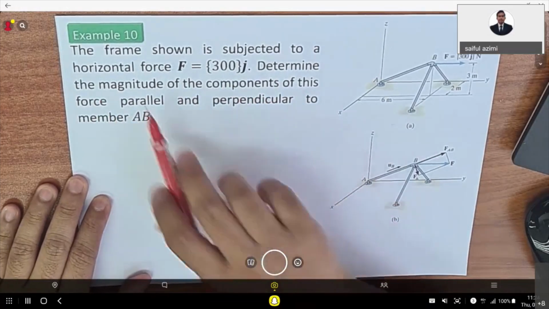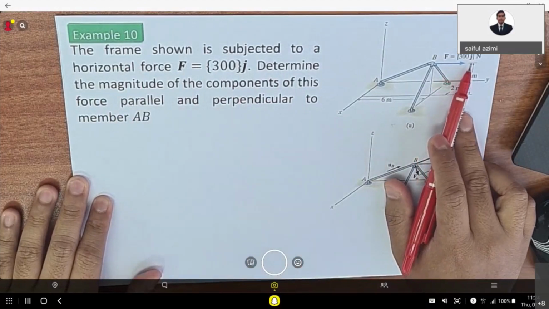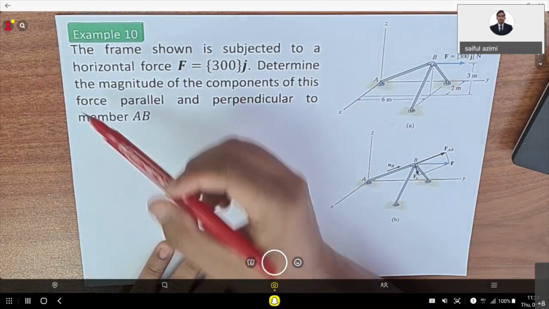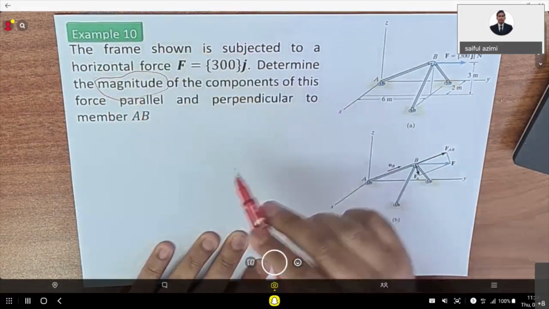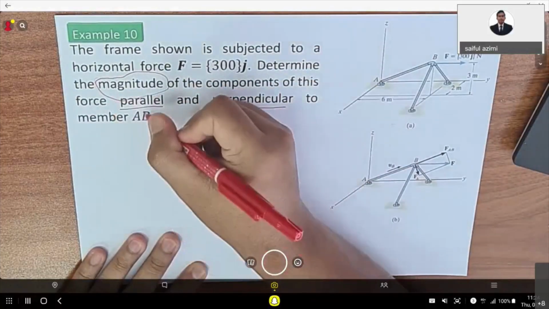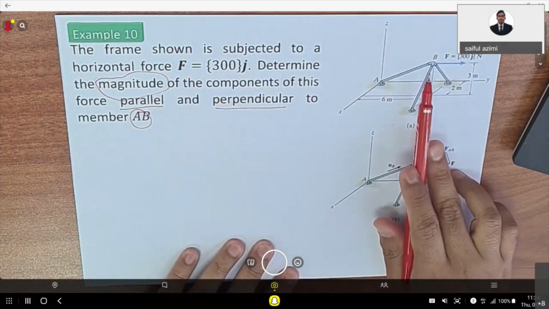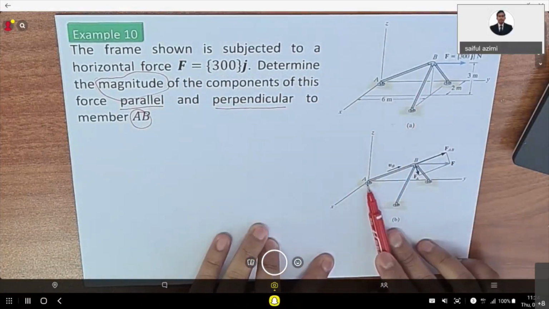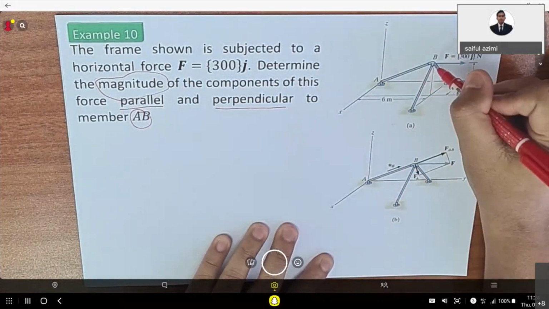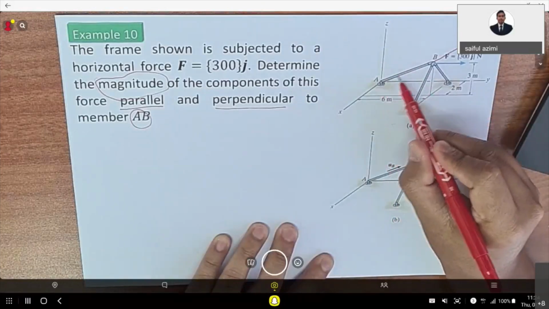So for this example 10, it has been given here, the force equals 300j Newton. But the question asks you to determine the magnitude of the components of this force parallel and perpendicular to the member AB. So you see this is A, this is B. So A and B, you must draw the axis of AB, along AB.